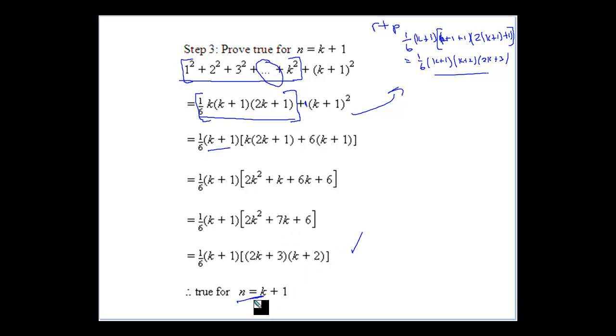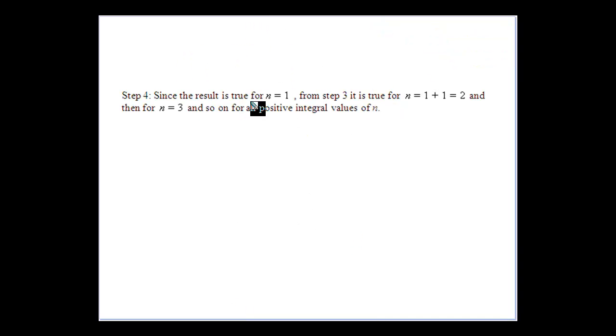So therefore, it's true for n is equal to k plus 1. We've proved that when we substitute k plus 1 in to our statement on the left-hand side, we get down to the correct right-hand side that we want. So it's true. And then we make our final statement. Step 4 is the same every time. I've done it nicely in my notes because I'm able to cut and paste. It works well for me. For you, it's going to be a pain in the butt writing this out all the time.